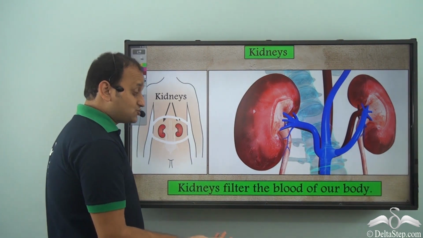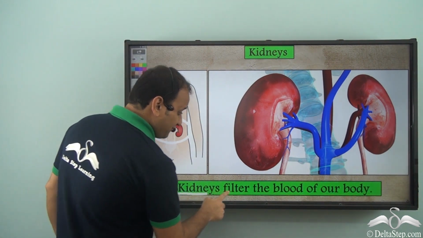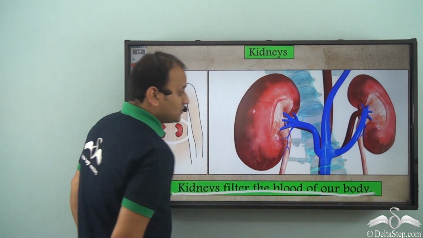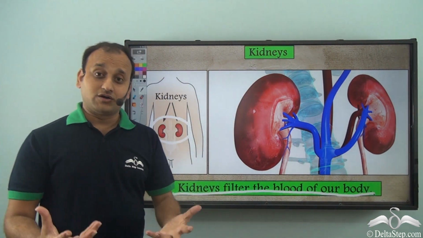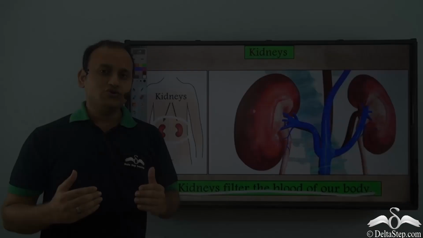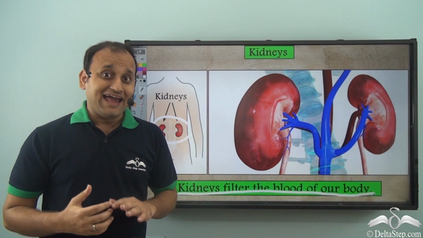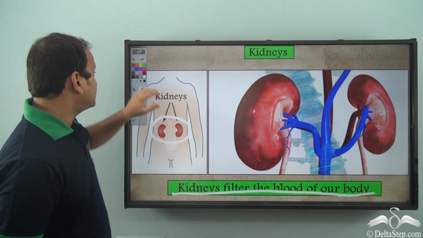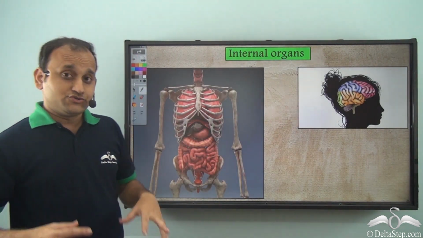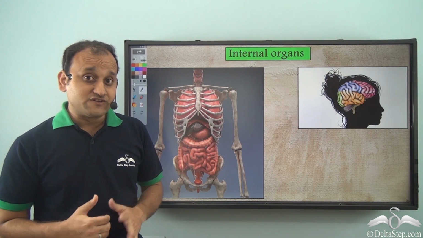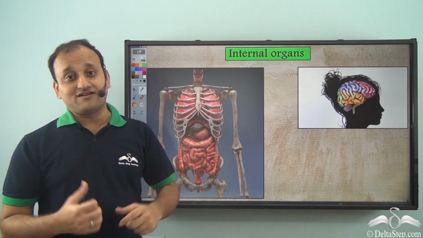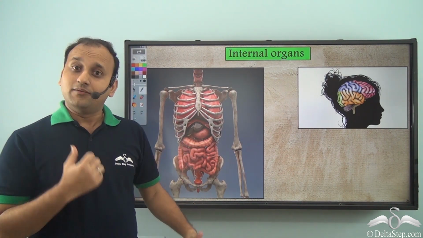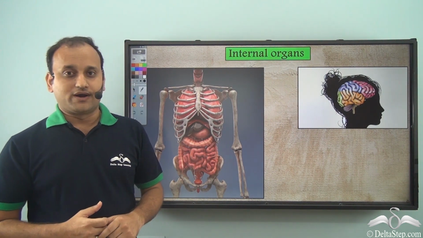And what do the kidneys do? Well, kidneys filter the blood of our body. So they work like a water purifier or a filter. So they filter our blood and remove all the unwanted things from our blood. So you see, there are different organs which perform different functions in our body. So let's locate them once again, one by one.